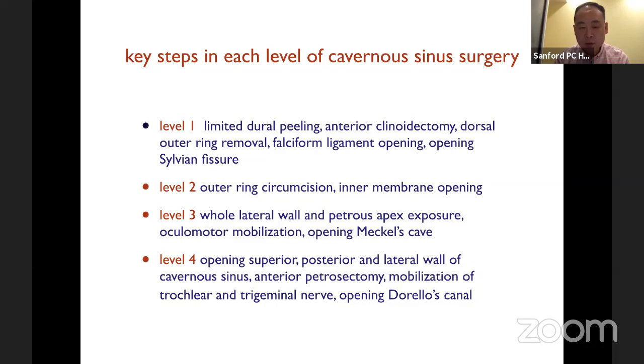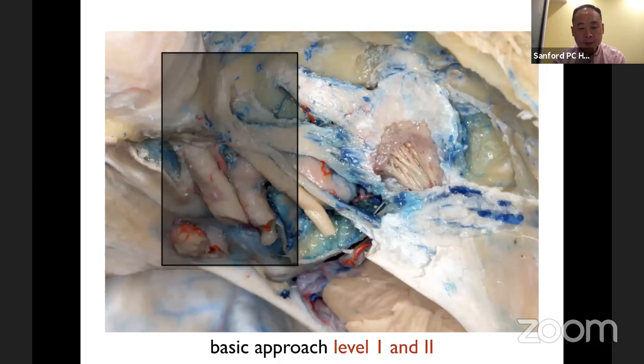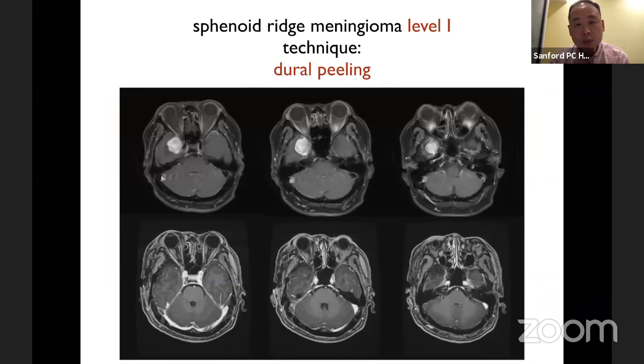So the basic approach, if you are at level 1 or 2, you have to be familiar with. This basic approach actually aims at pathology in the sellar and suprasellar region or the paraclinoid region. So this is, for example, a simple case. This is a sphenoid ridge meningioma at level 1.